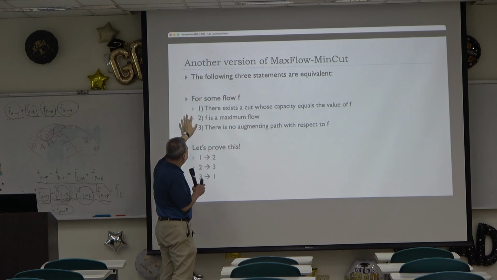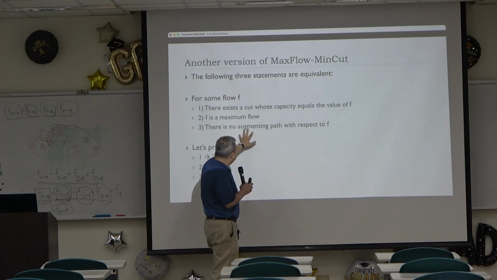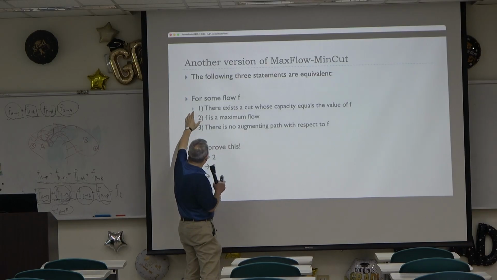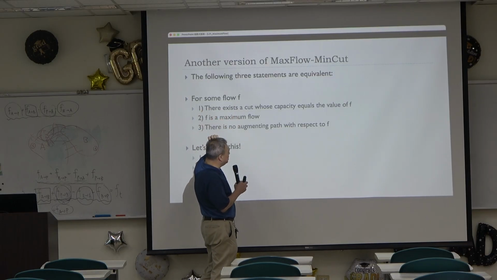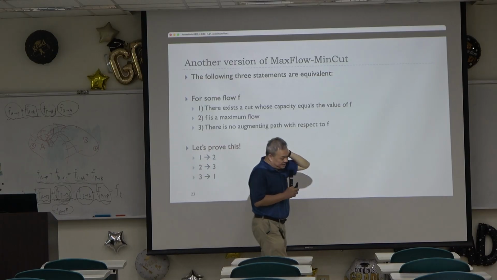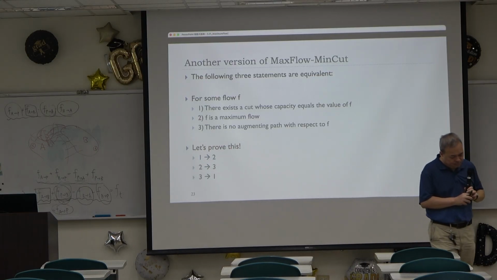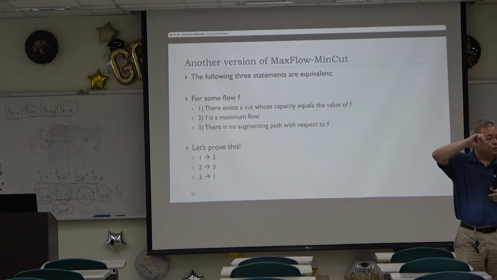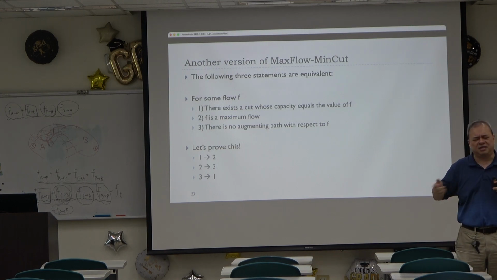And from 3 to 1, there's no augmenting path with respect to F. How do we say it? There exists a cut whose capacity equals the value of F. It's like this. If there's no augmenting path, what does that mean? Let's say we do a breadth first search. We can do either the Ford-Fulkerson or the Edmonds-Karp. Doesn't matter. Anyway, let's assume that we do breadth first search.